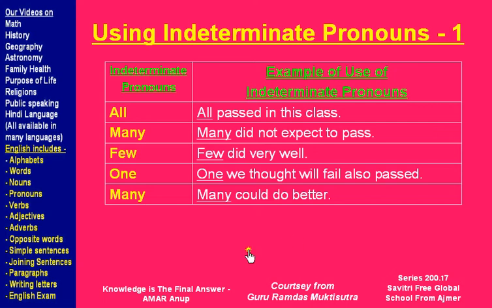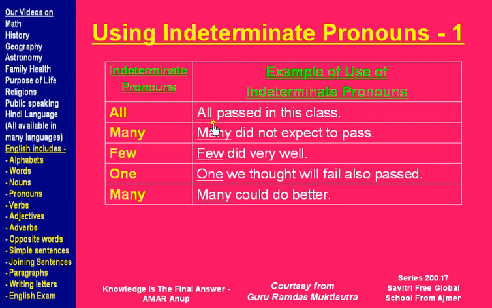Okay, here are some uses in sentences of these indeterminate pronouns. So repeat after me. All passed in this class. Many did not expect to pass. Few did very well. One we thought will fail also passed. Many could do better. See here, instead of saying I passed, you passed, he passed, she passed, we are using a pronoun which is not specific to anybody. So it is an indeterminate pronoun.